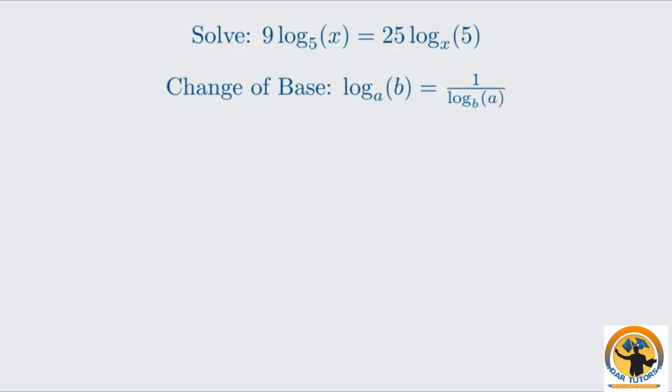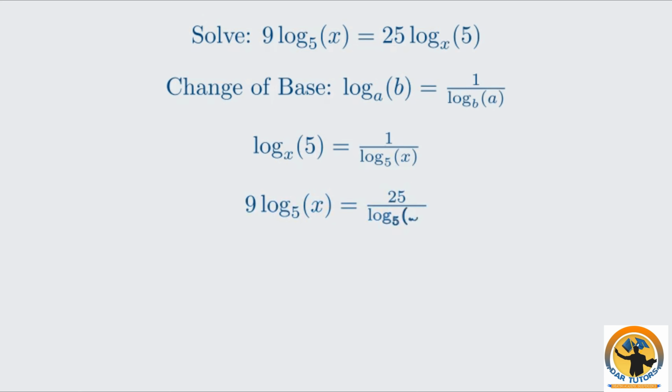Applying this to the right side, log base x of 5 is equal to 1 over log base 5 of x. Now we can substitute this back into our original equation. This gives us 9 times log base 5 of x equals 25 divided by log base 5 of x. To solve this, let's make a substitution. Let y equal log base 5 of x. Our equation becomes 9y equals 25 over y.